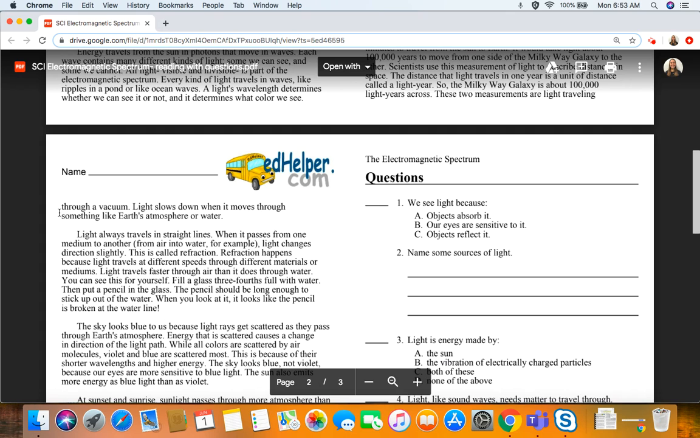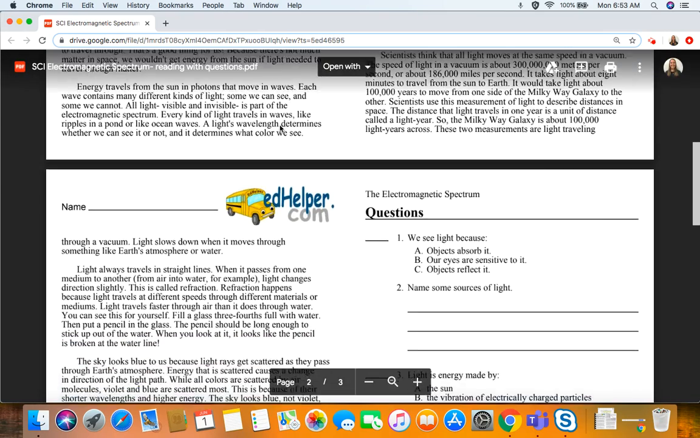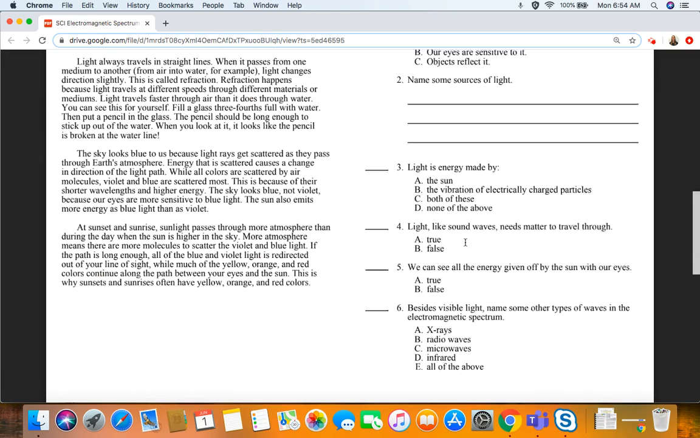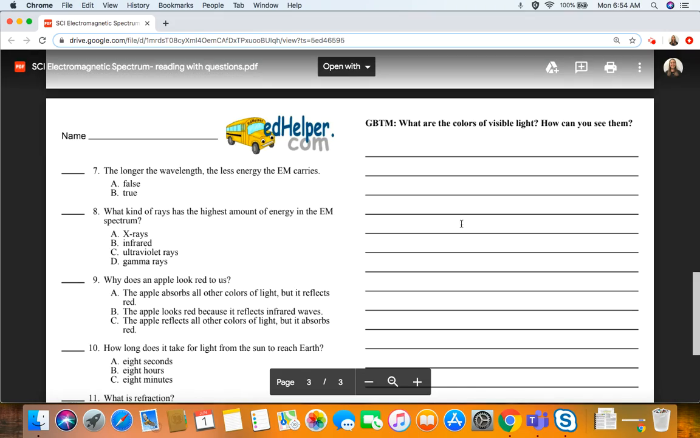Okay, so now you need to answer the questions. Remember to highlight in the text. So highlight the words that have the answers in them. Okay, so there are 12 questions to answer and a GBTM.